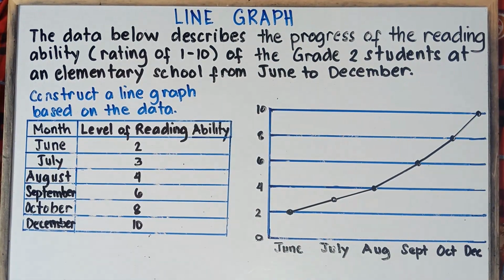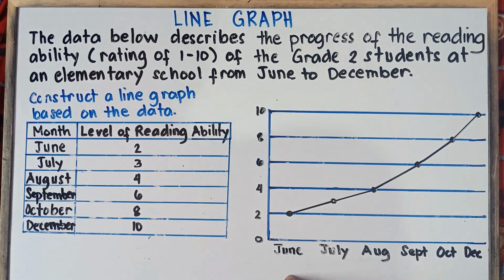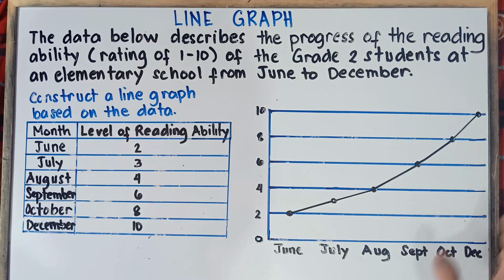Alright, so that's it, class, with regards to our line graph. So as we can see, class, the students are actually improving. So from June up to December, as we can see, based on the line graph, the students are actually improving with regards to the level of reading ability.